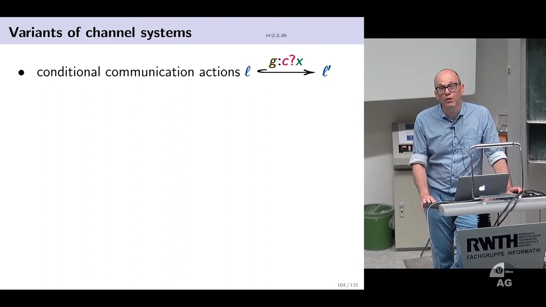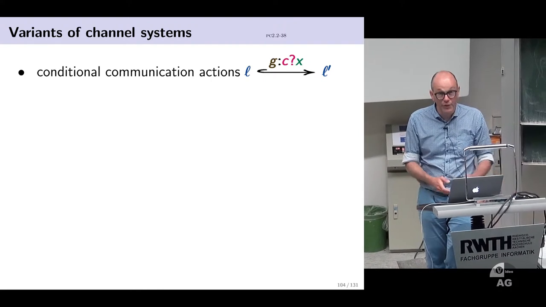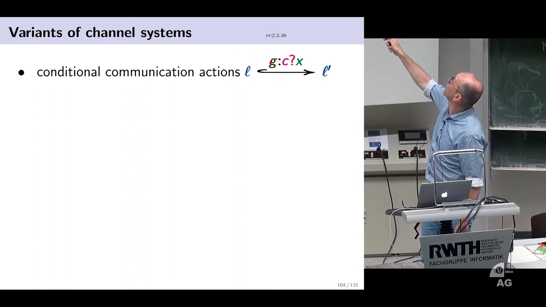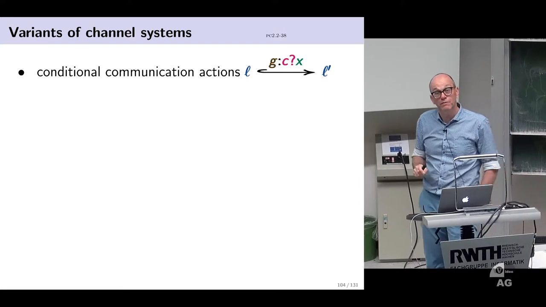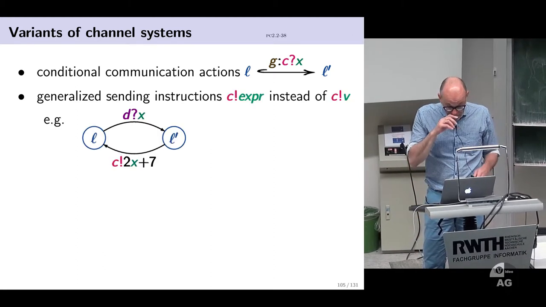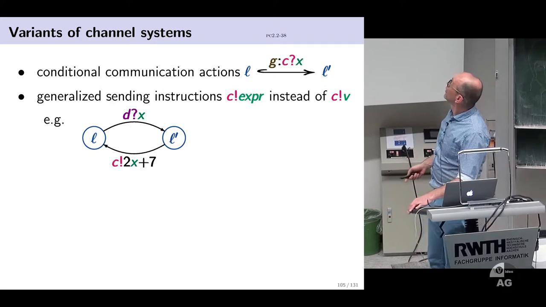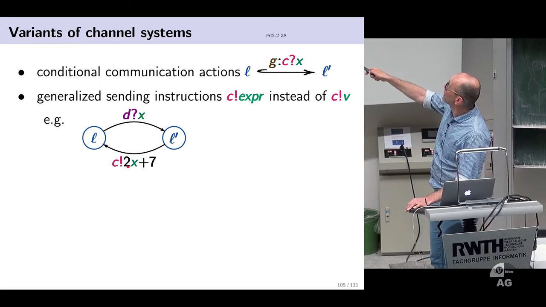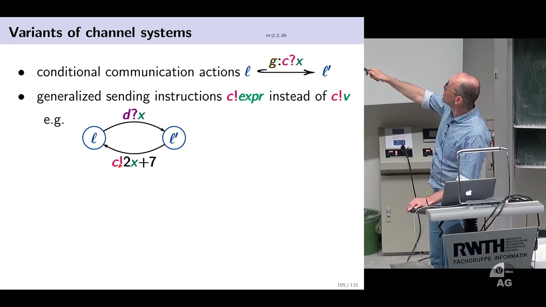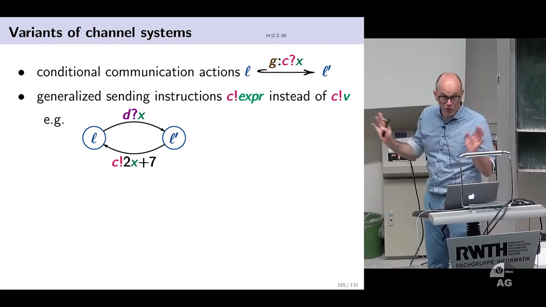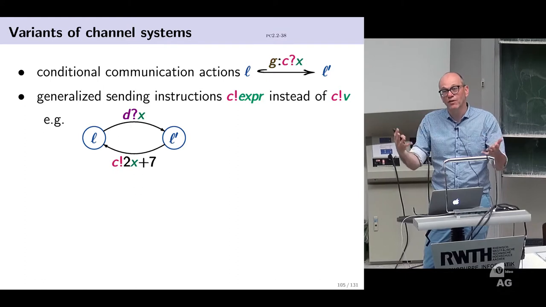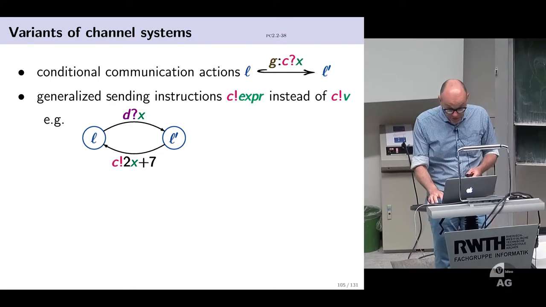Okay, this was a question that was already posed before. Can you equip those things with guards? So here is what I call conditional communication actions. You can say, only if the guard holds, then you can receive the message from C. This guard, again, could be something like a condition over the global variables. That's possible. There are other variations. If you don't want to only send values, but also want to send expressions, then you send to the channel C 2 times the current value of X plus 7. This is also possible. I did not introduce this, but the rules I explained to you are very easily extendable to these kinds of things. It's not really a technical obstacle here.